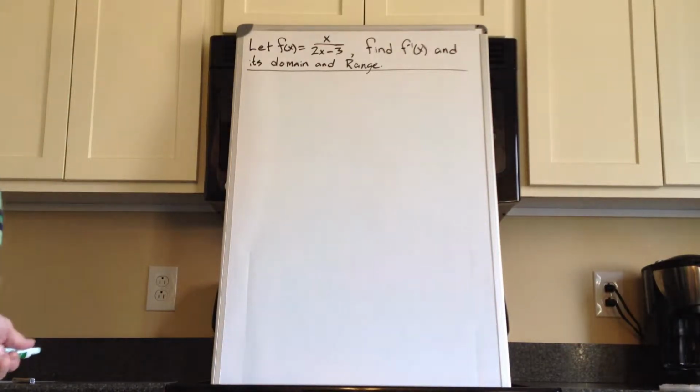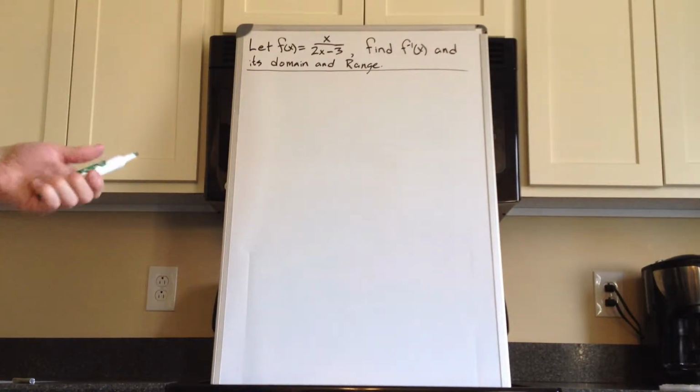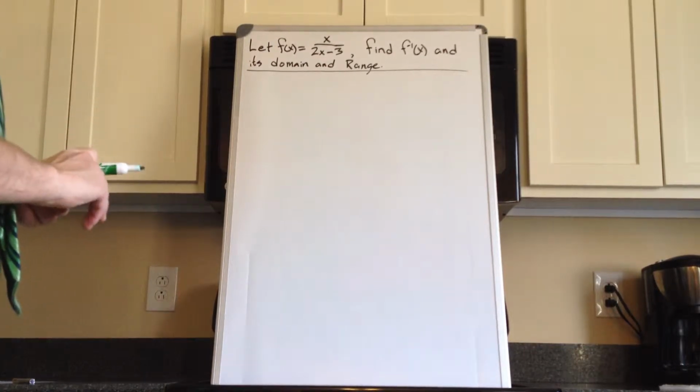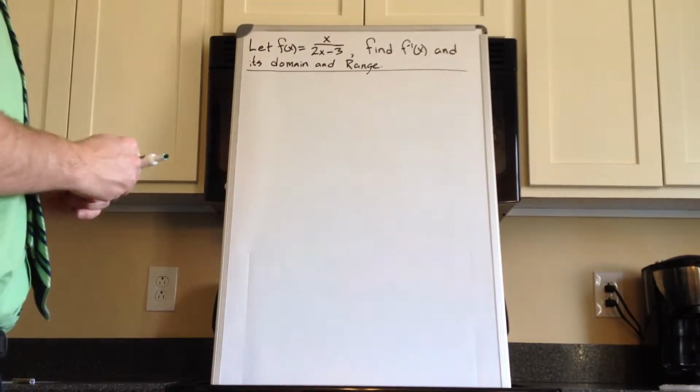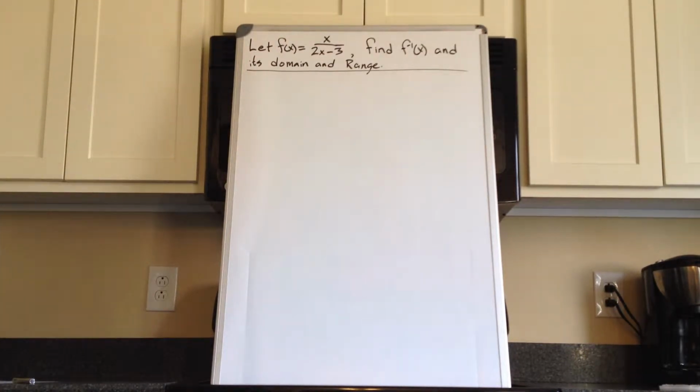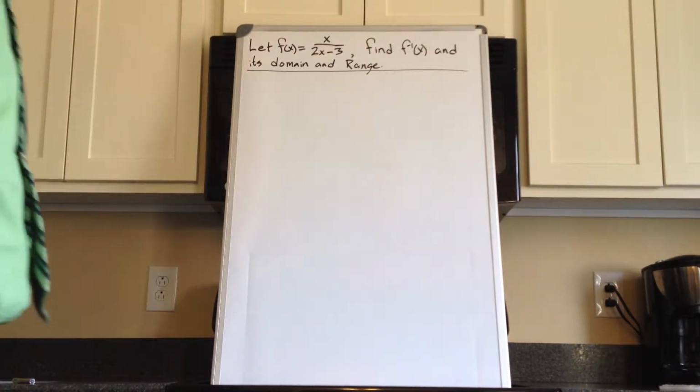Here we're going to find, given a function, the inverse of the function and its domain and range. So the function we're given is f of x equals x over 2x minus 3, or y equals x over 2x minus 3. To find the inverse, we want to turn the function inside out.